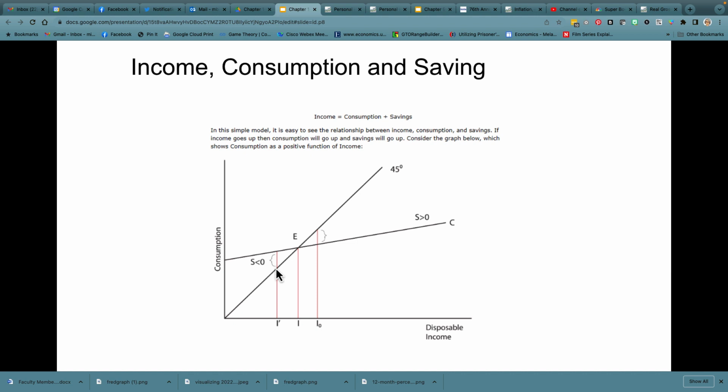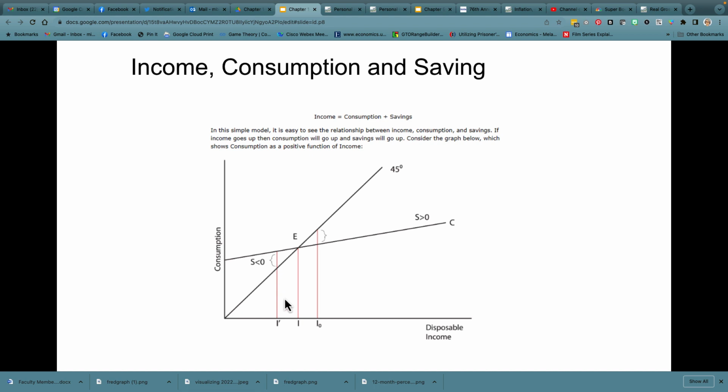That tells us that our consumption spending is higher than our income. When that happens, savings is going to be less than zero. Dis-saving is going to occur via borrowing, or if a household has assets, they may need to sell those assets. Okay.